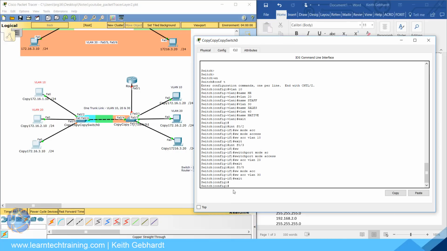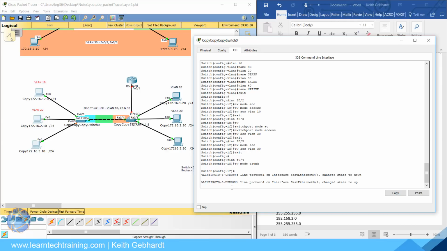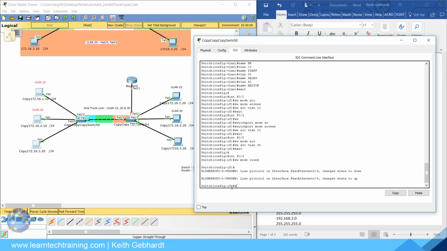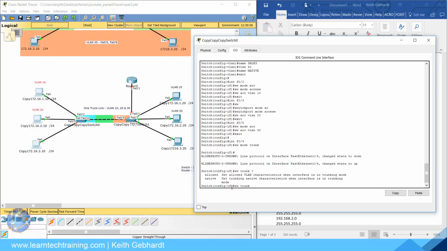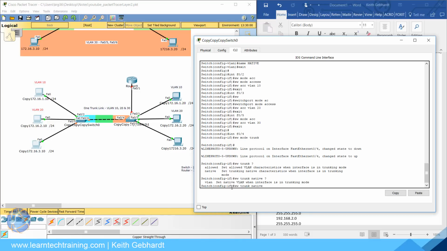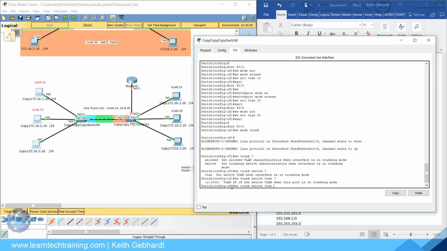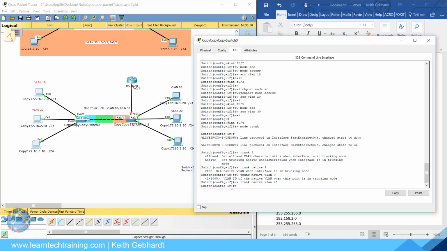But we need to also configure our trunk port. So let's go ahead and do that. We're going to configure interface F0/4, switchport mode trunk, so it's no longer dynamic, right? Switchport trunk, and if you hit the question mark, you see we're going to use a native VLAN and the ID. So we're going to say, what did we use? 40? I believe we used 40. Good. So we're good with that.